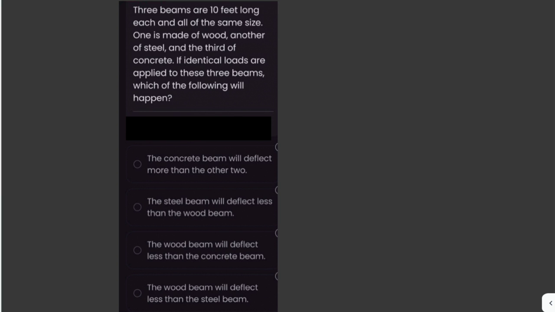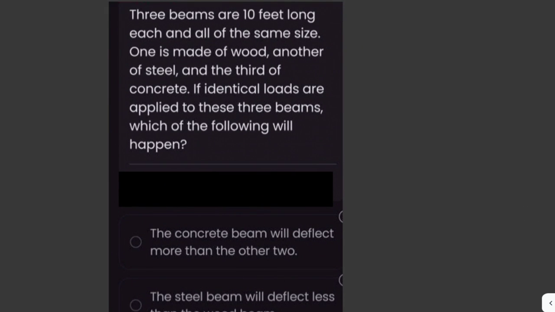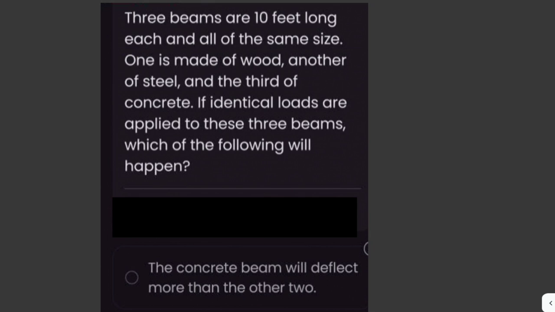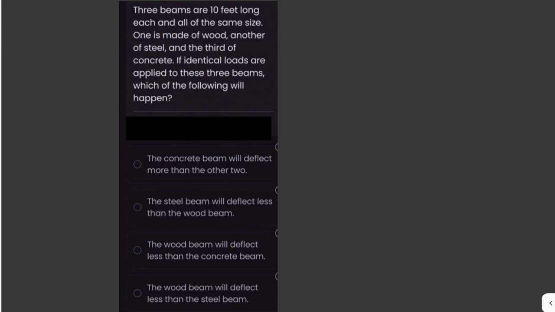So let's answer some problems here. Three beams are 10 feet long each and all of the same size. One is made of wood, another of steel, and the third of concrete. If identical loads are applied to these 3 beams, which of the following will happen? Now, to answer this question, we have to know the flexural rigidity of the material. So let's take a look at what we're given here.